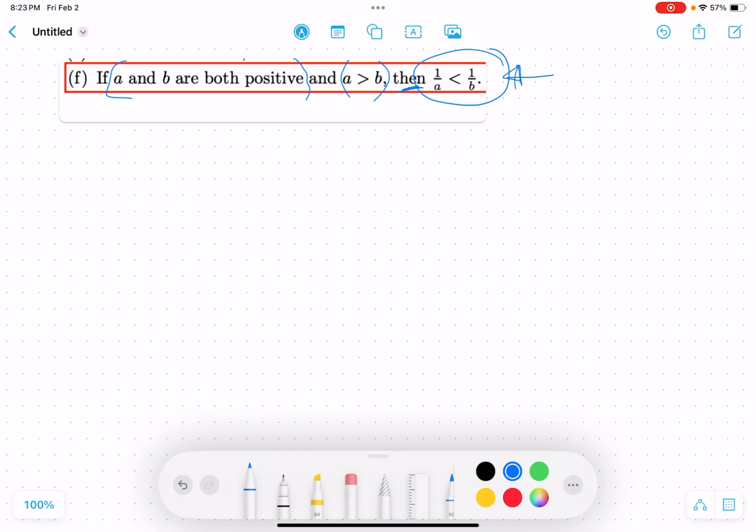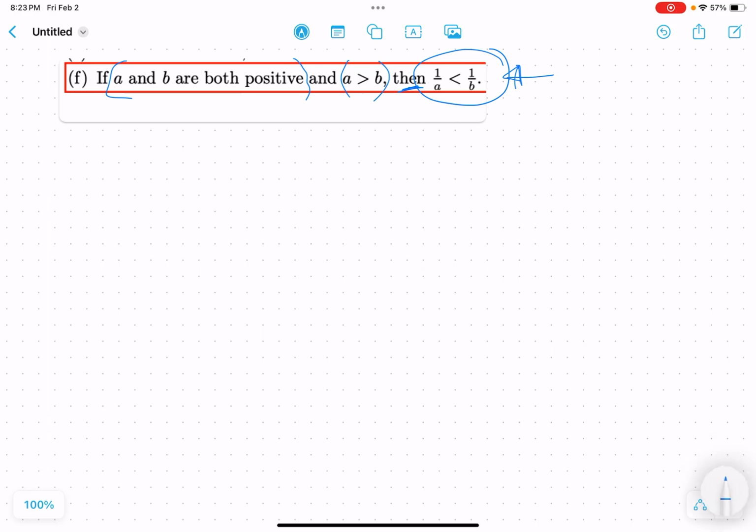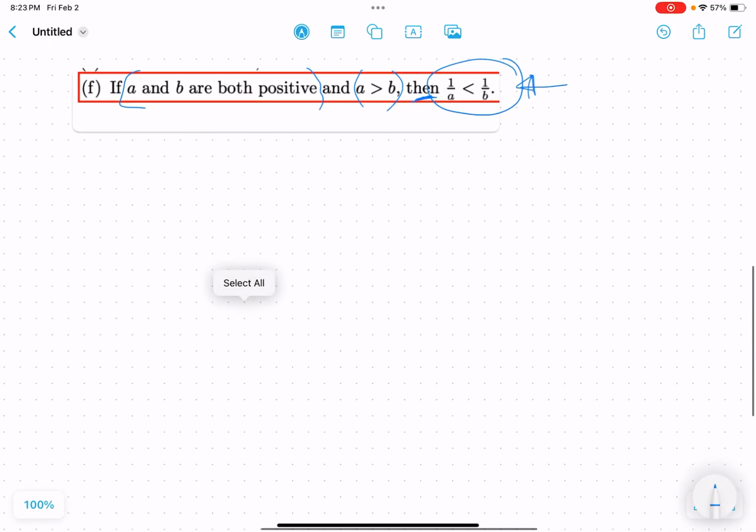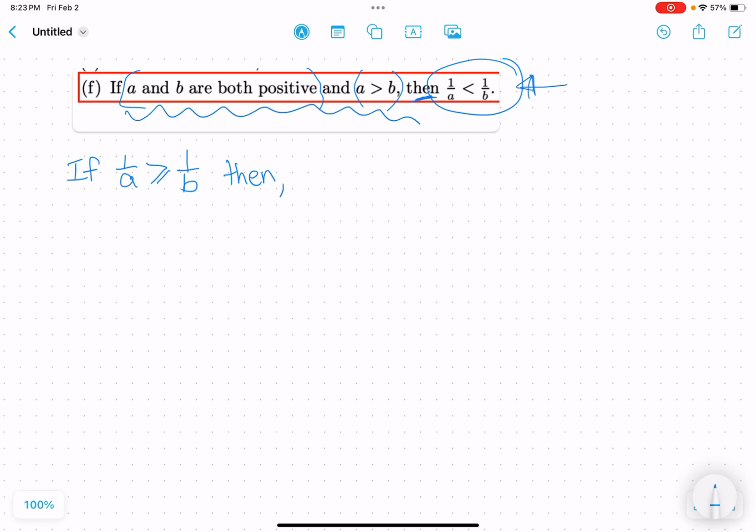So first look at this. The opposite of that, we would say if, and this time instead of 1 on A is less than 1 on B, the opposite would be 1 on A greater or equal to 1 on B. That would be the opposite of that. So if 1 on A is greater or equal to 1 on B, that's that part, then, okay, so now we're up to this bit here.